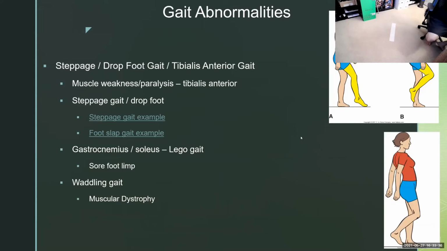Steppage gait, also known as drop foot gait or tibialis anterior gait. I like to think of this almost like a horse, the way a horse walks. They're going to really flex the knee to clear the foot. So with steppage gait, a lot of times what you'll see is when they're walking, they'll bring their knee up, hyperflex it in order to clear the foot, and they kind of kick out.